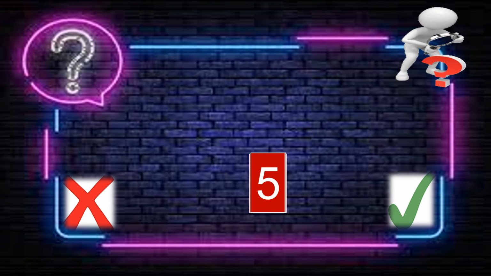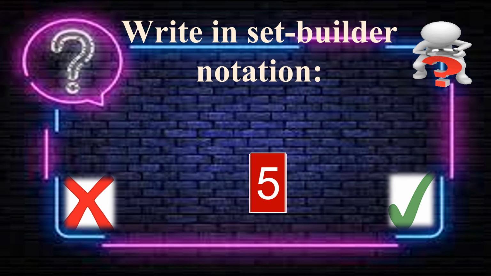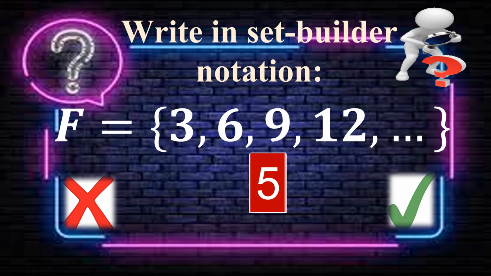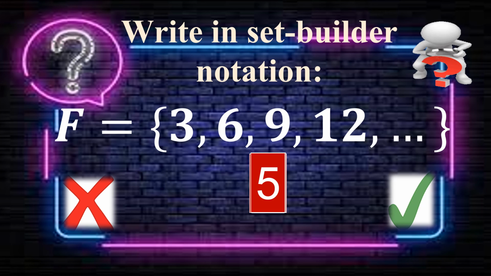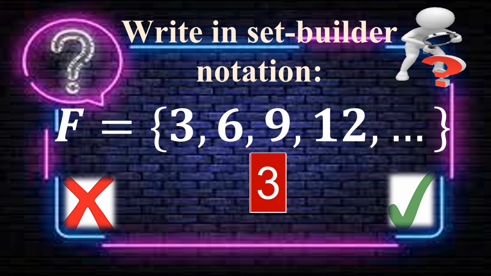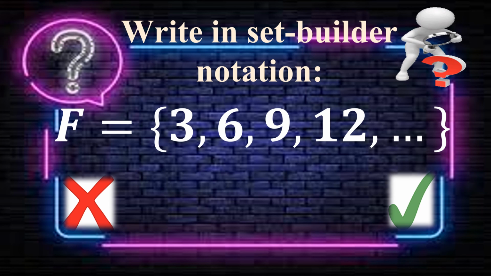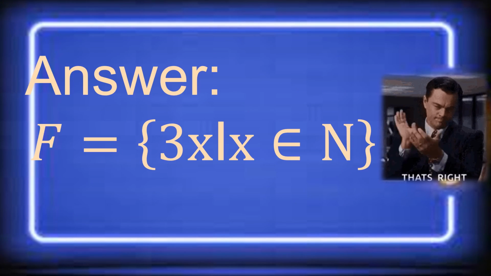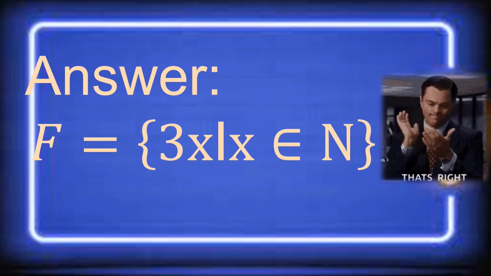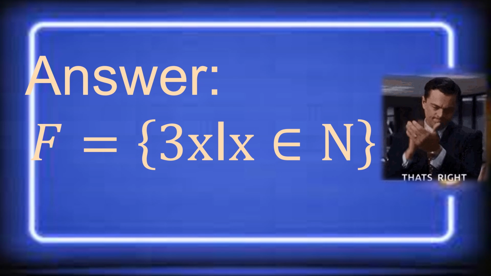Now let us have a short quiz. Write in set builder notation the following in 5 seconds. That's right. The answer is F is the set of all 3x such that x is an element of n.